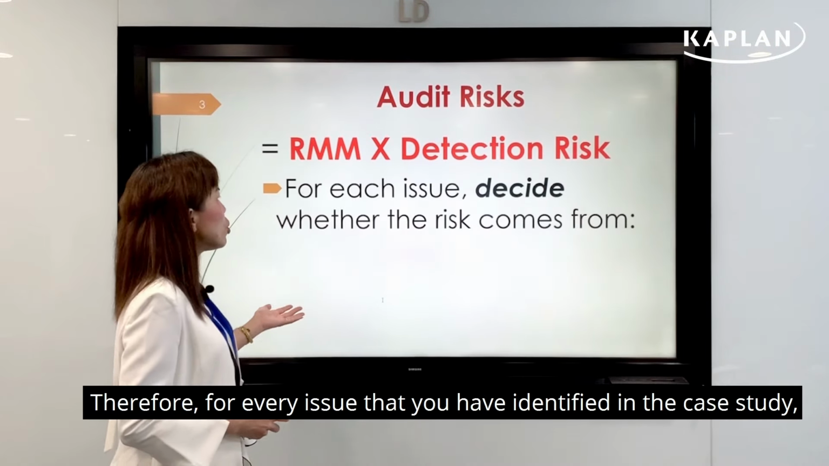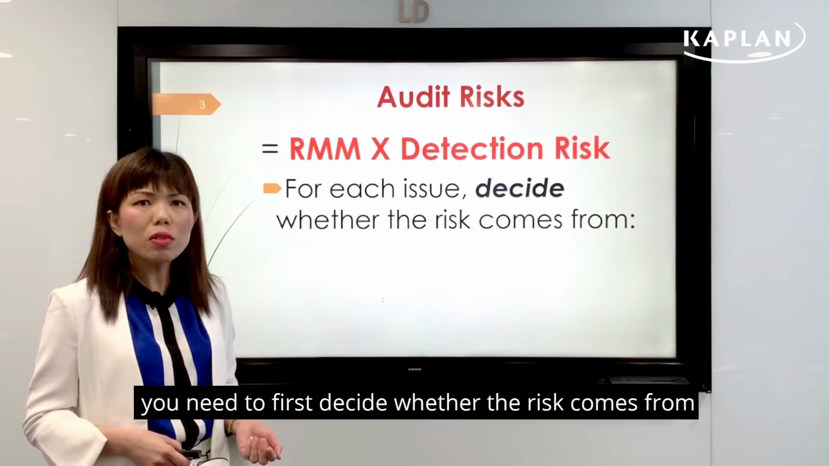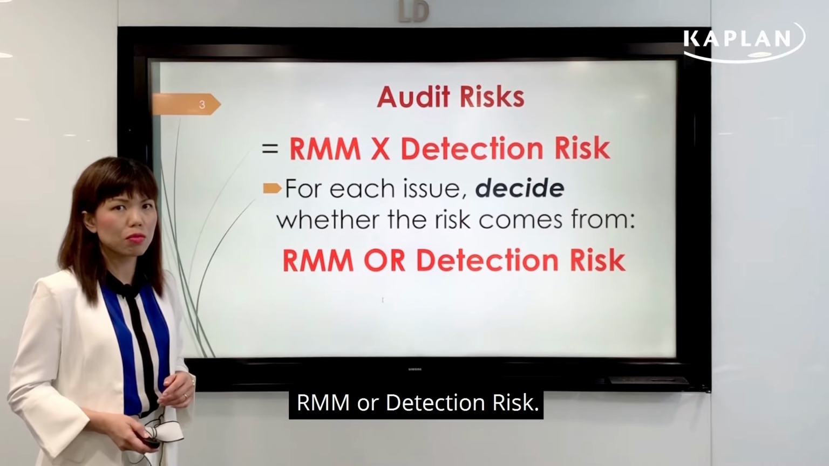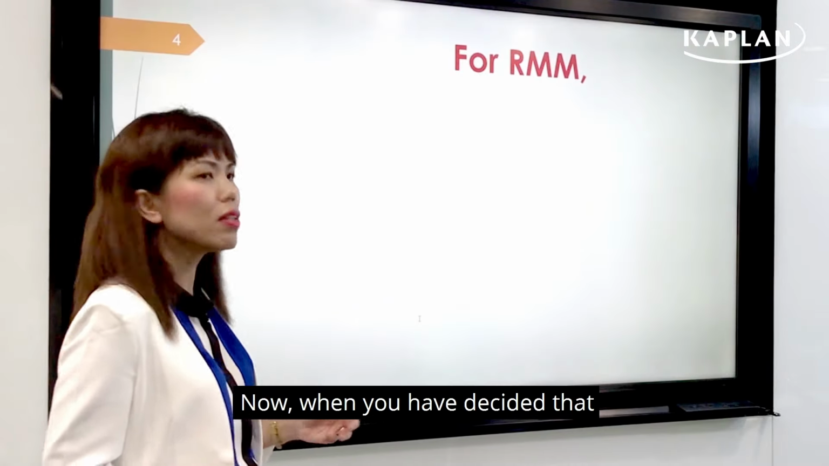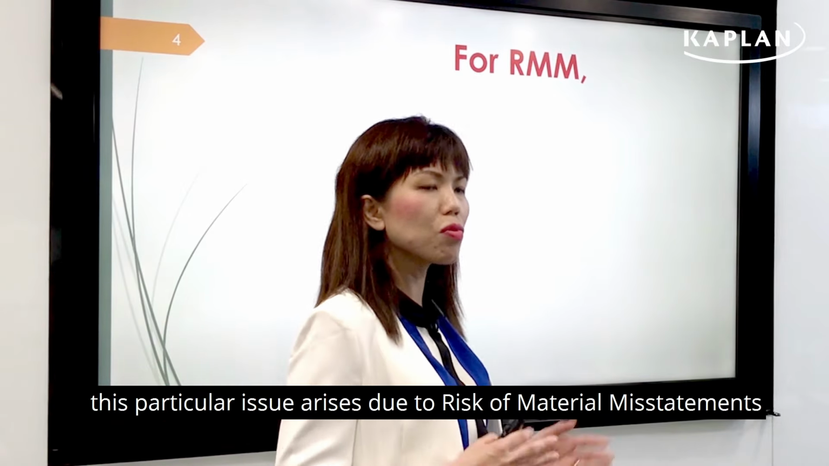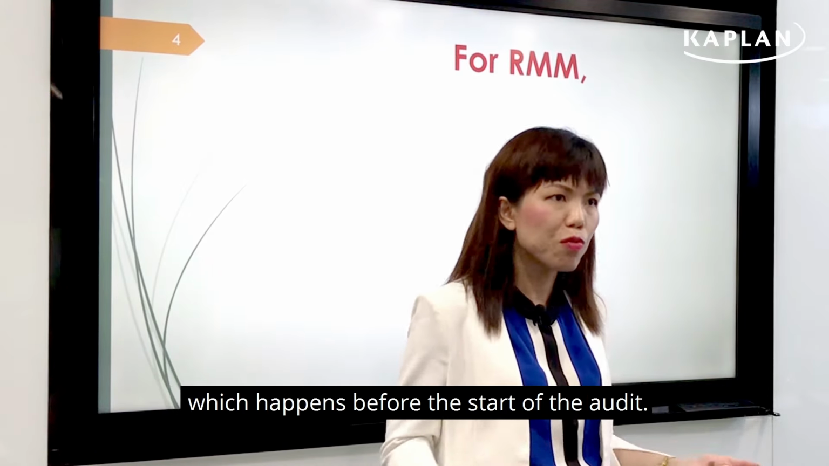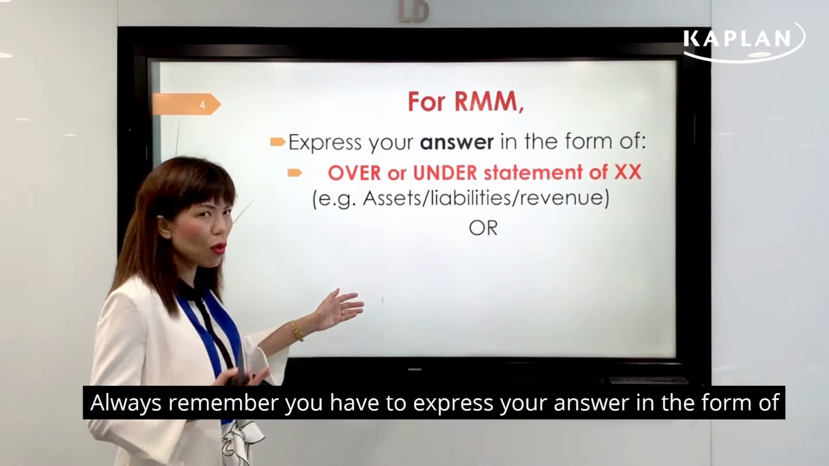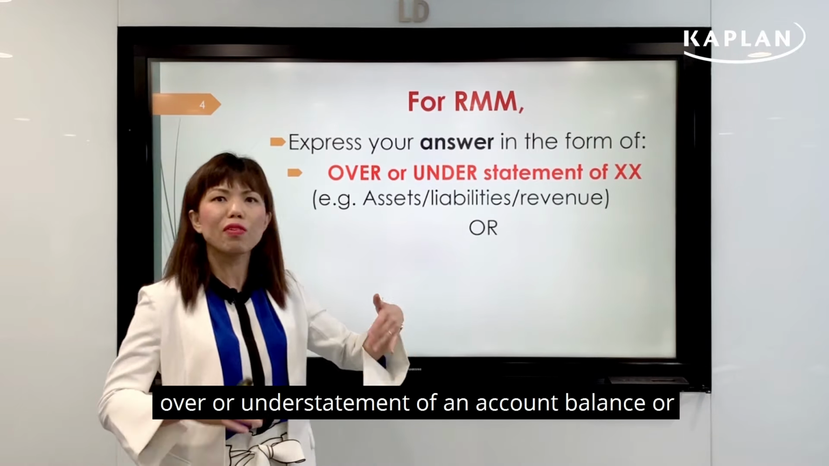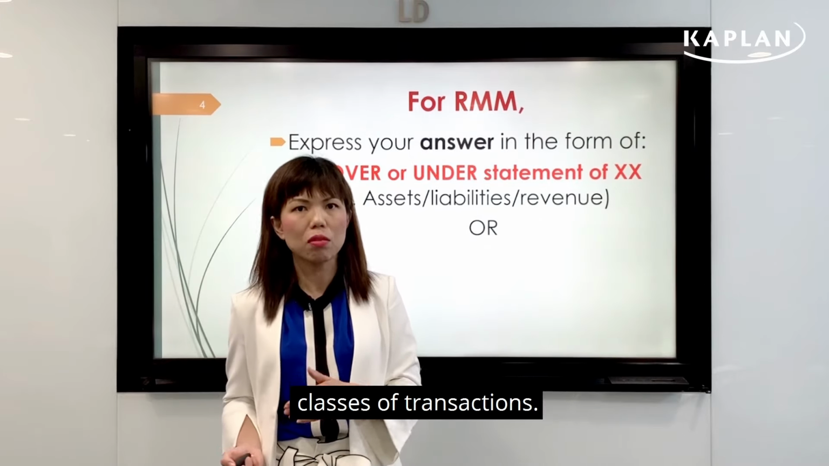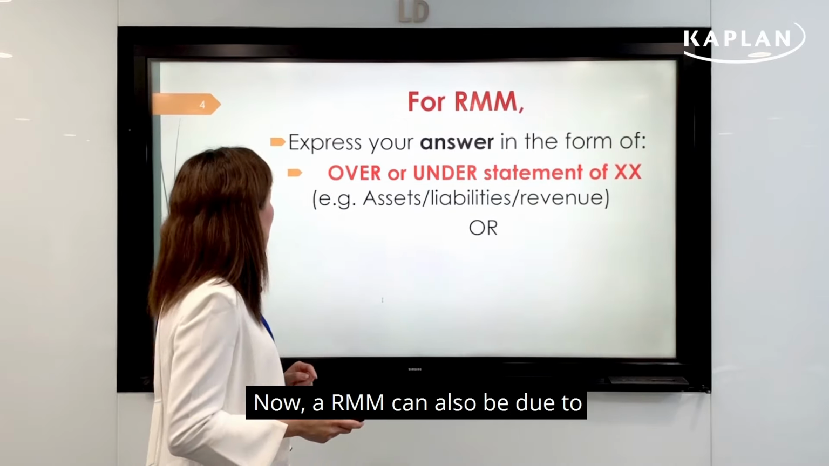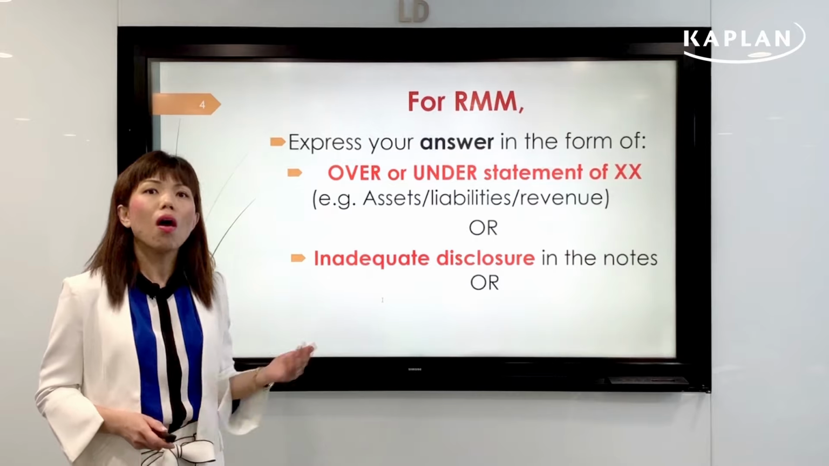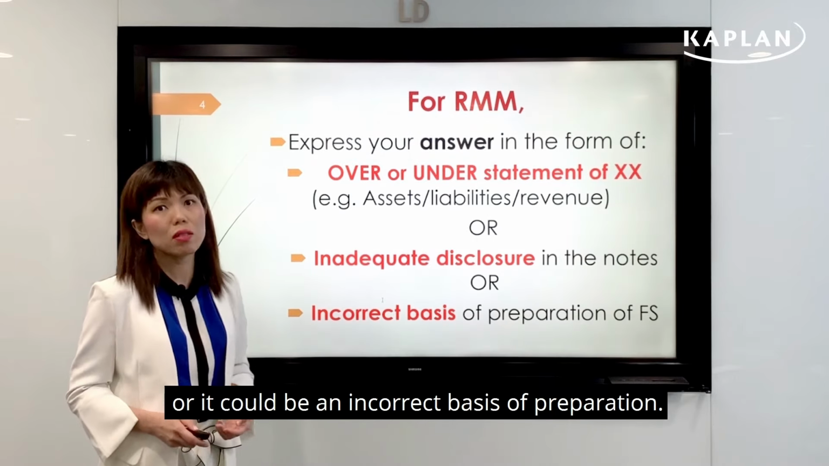Therefore, for every issue that you have identified in the case study, you need to first decide whether the risk comes from RMM or detection risk. When you have decided that this particular issue arises due to risk of material misstatements, which happens before the start of the audit, always remember, you have to express your answer in the form of over or understatement of an account balance or classes of transaction. That is very important. An RMM can also be due to an inadequate disclosure in the notes, or it could be an incorrect basis of preparation.